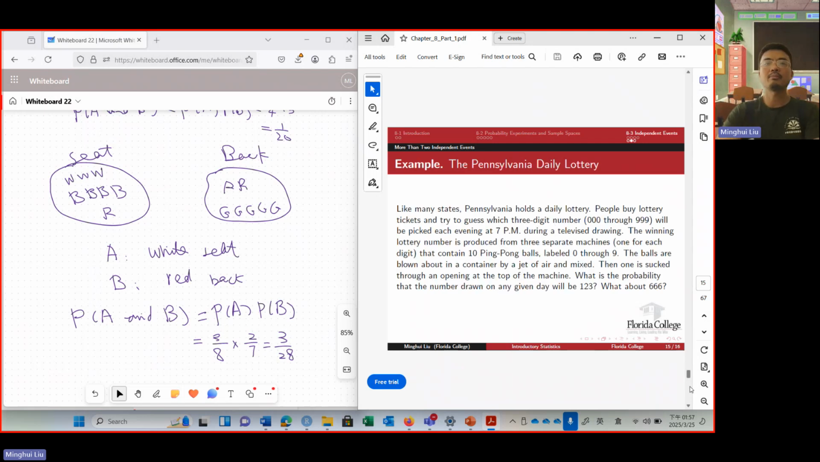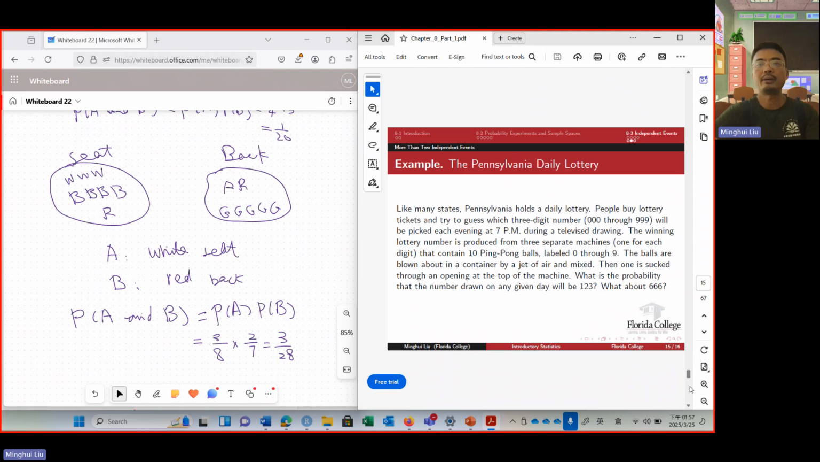All right, so like many states, there is a daily lottery. By the way, by teaching you this example, I don't mean to encourage you in any sense to engage in this lottery. To me, this is a waste of money, and it shows greediness, and it violates some biblical principles. So I don't encourage you to do this at all. But let's just take a look at this example.